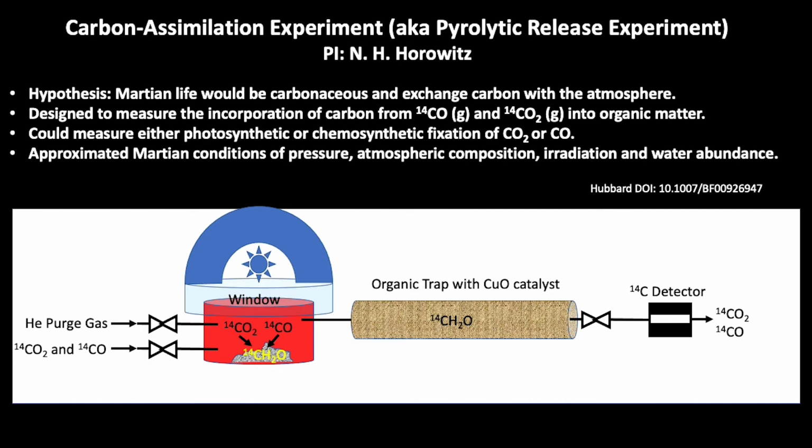In a pyrolytic release experiment, a surface sample was placed in a test cell, and after sealing, a small amount of radioactively labeled carbon dioxide and carbon monoxide was injected. After incubation, the sample was heated to 600 degrees C, driving fragments of any organics that had formed onto a sample trap. Excess labeled CO2 and CO was then purged from the system, and following that, the trap was heated to 700 degrees to decompose any labeled organics that had formed for detection as CO2 or CO.